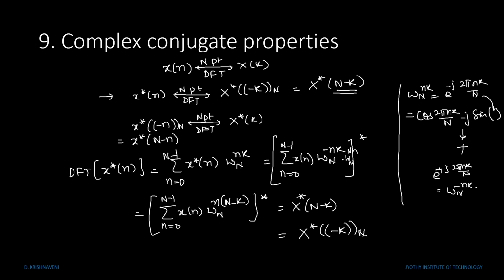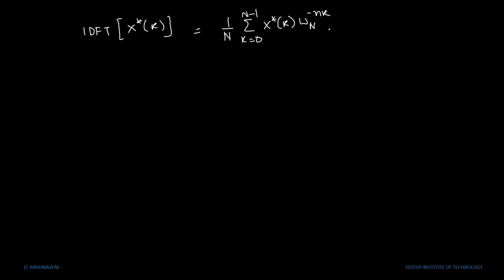Now similarly, if we have to prove this second property of complex conjugate, I will take the IDFT of the conjugate of x of k, then it will be simple to prove. You can prove it the other way also by taking the DFT, no problem. The formula of the IDFT is 1 by N summation k equal to 0 to N minus 1 of the conjugate of x of k W_N to the power of minus nk.